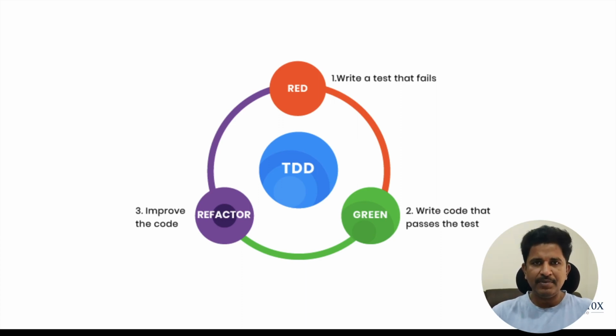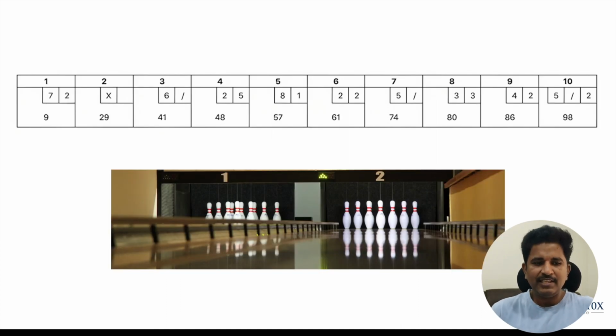In test-driven development, we have already seen red, green, and blue. First, red: write a test that fails. Green: write code that passes the test. And blue, which is a refactor, where you can clean up your code and make sure it runs all the tests successfully. Let's understand the problem first.